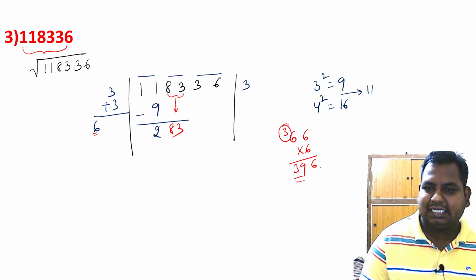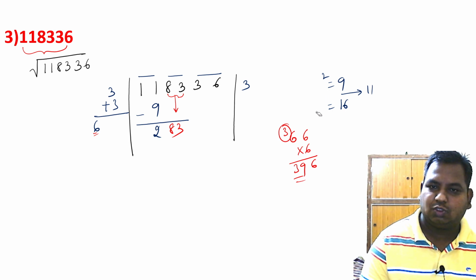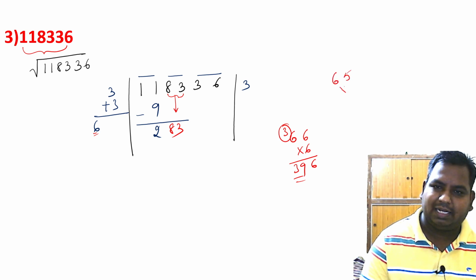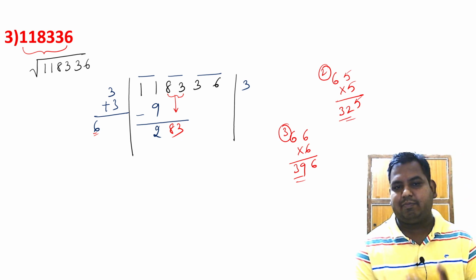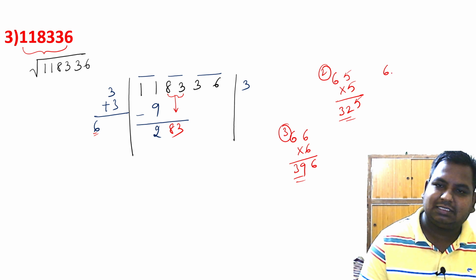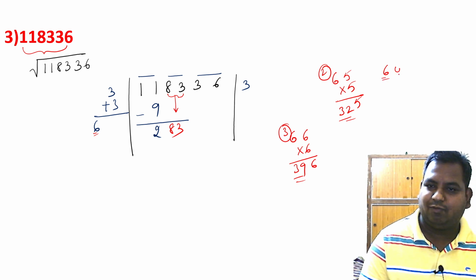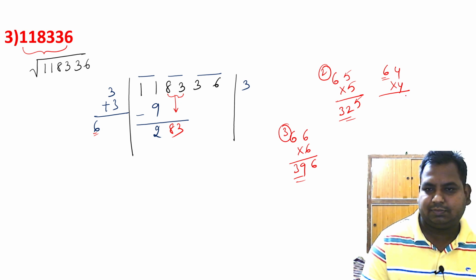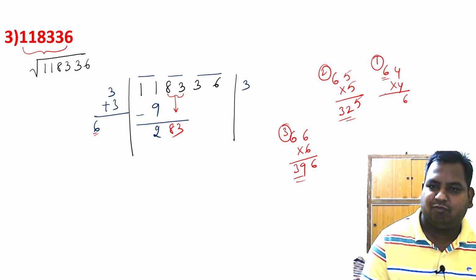396. So 396 is bigger than 283. It doesn't work. So we have 6, beside 6 I'll write 5. So with 5 I'll multiply. 65 5s, 5 5s are 25. I'll have 325. 325 is also not working because it is bigger than 283. So I'll take 6, beside 6 I'll write 4. So with 4 I'll multiply. 64 4s, 4 4s are 16. We'll have 256. So it's working.